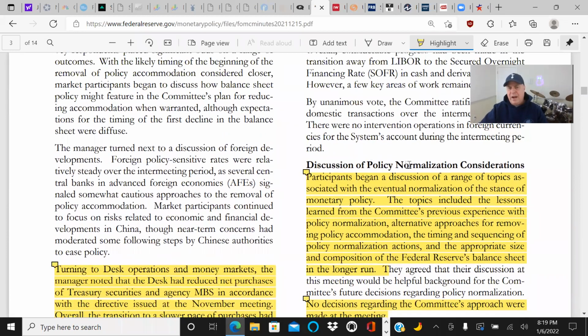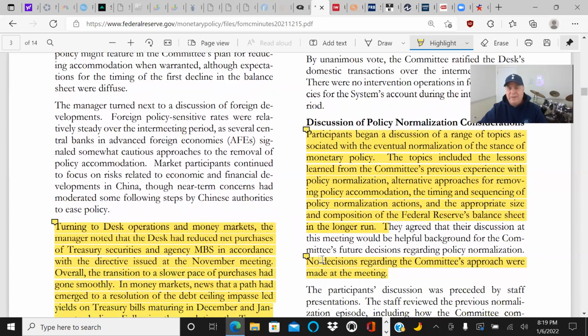And then this is what I think spooked the market. So here's the discussion, and the key word here is discussion, but then it gets a little spooky. Discussion of policy normalization considerations. Participants began a discussion of a range of topics associated with the eventual normalization of the stance of monetary policy. The topics included the lessons learned from the committee's previous experience with policy normalization, alternative approaches for removing policy accommodation, the timing and sequence of policy normalization actions, and the appropriate size and composition of the Federal Reserve's balance sheet in the longer run. No decisions regarding the committee's approach were made at the meeting.